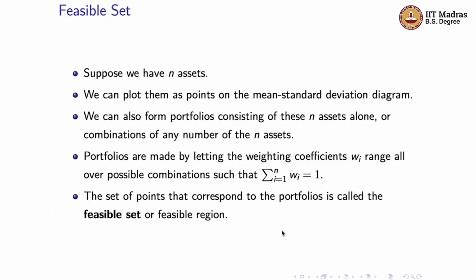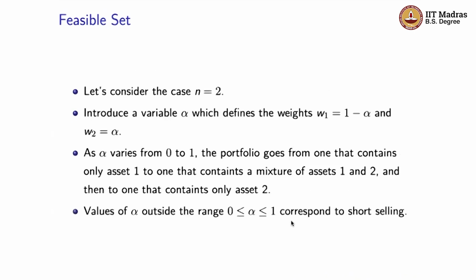The set of points that correspond to the portfolios is what is called the feasible set, or the feasible region. To make things concrete, let us look at the special case when n equals 2. That means we have two risky assets. How would we go about understanding the feasible set here?